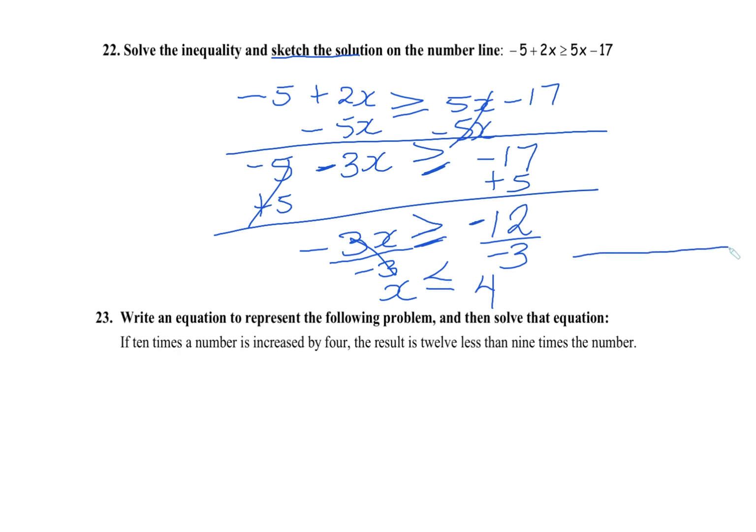And when you draw it on the number line, you don't have to be fancy. I usually just put a 0. You can indicate this is 1, 2, 3, and this is where 4 is. Now because it's less than or equals, your circle will be filled in. So it'll be a closed circle. And again, because it's less than, your arrow should be going in this direction.